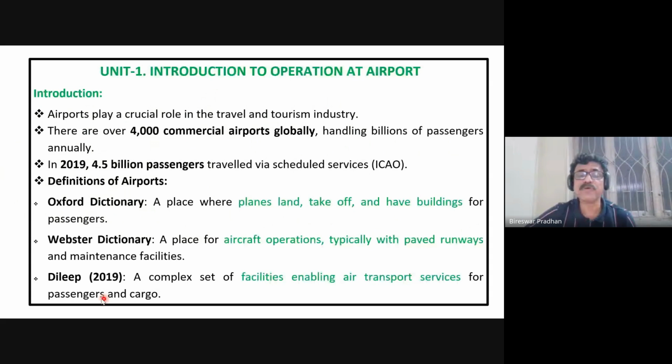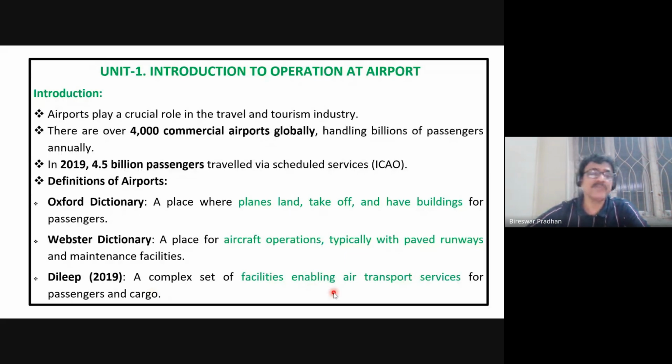And building to give a complex set of facilities enabling airport transport services for passengers and cargo. They deliver the complex set of facilities. When we're talking about the airport, it is not only land, but it also gives some facilities, air transport services.